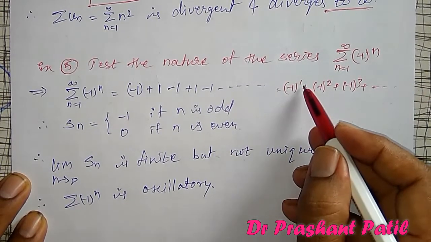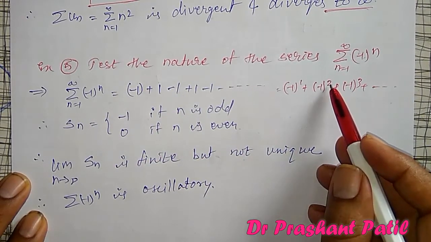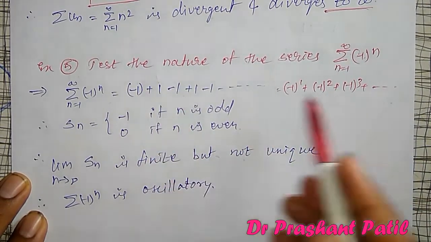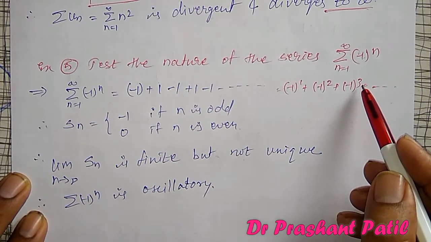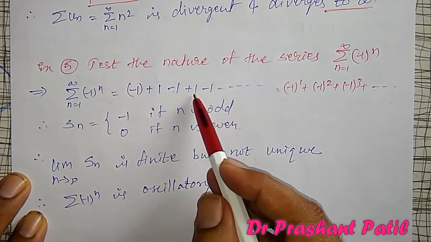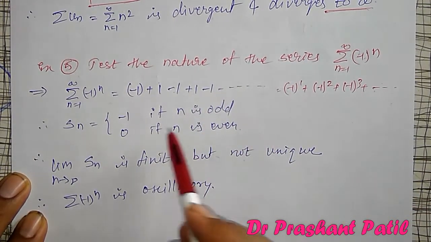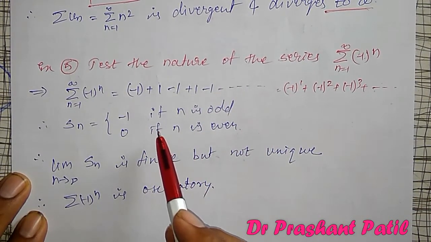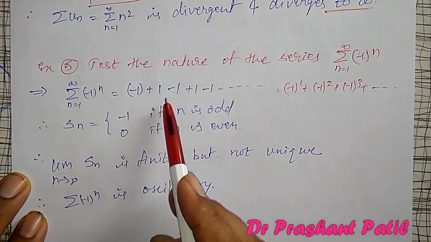Minus 1 raised to 1 will become minus 1. Minus 1 raised to 2 will become plus 1. Minus 1 raised to 3 will become again minus 1. Minus 1 raised to 4 will become again plus 1. Like that, for even numbers it will become plus, and for odd numbers it will become minus.